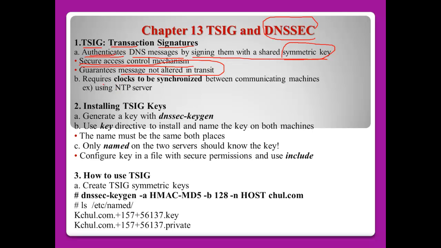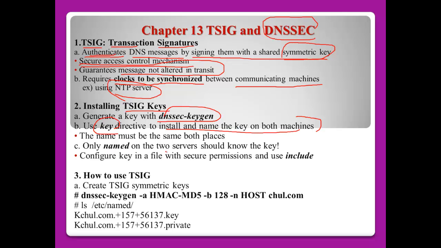If you want to use TSIG, first, it requires the clocks to be synchronized between the communicating machines, for example, by using NTP servers. And number two, installing TSIG keys. Normally, we use the DNS security key generator to create these transaction signature keys. Here we will use the key directive to install the named key on both machines, for example, the master and slave name servers.